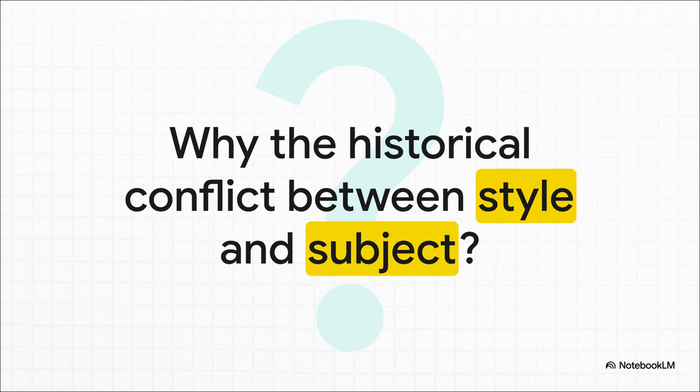It's a classic trade-off, right? If you want pure style, you have to throw out the subject's identity. And if you want to preserve that identity perfectly, you have to ignore the source style. This basic conflict has forced developers to pick a lane. You either build for style or you build for subject.